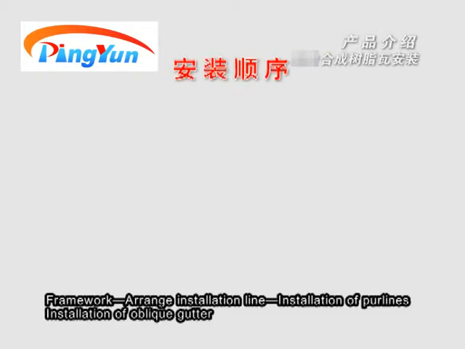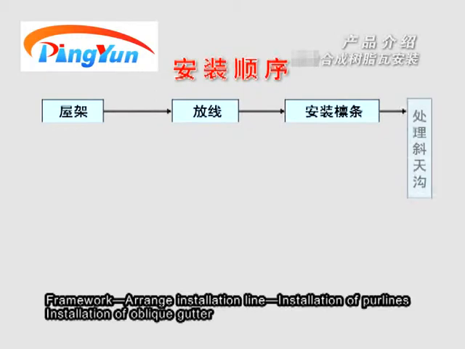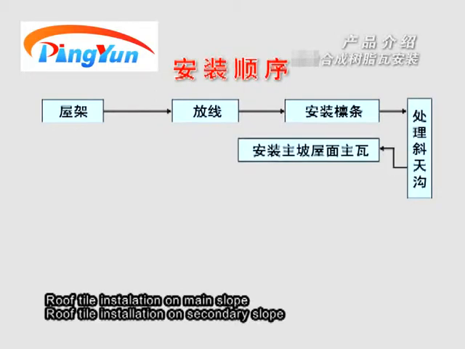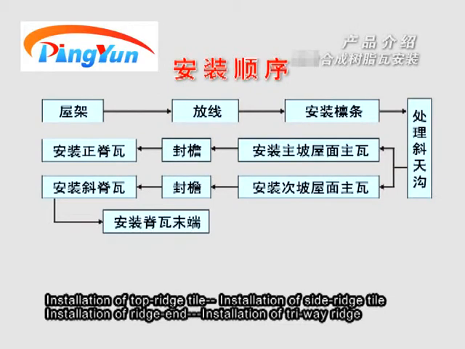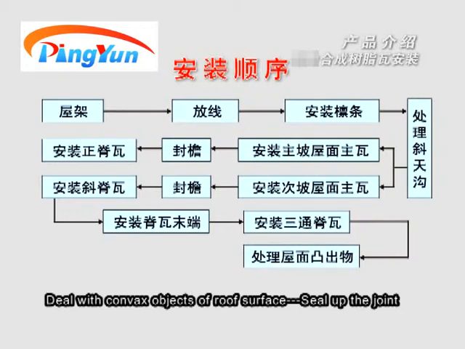Installation order: framework, arrange installation line, installation of purlins, installation of oblique gutter, roof tile installation on main slope, roof tile installation on secondary slope, installation of top ridge tile, installation of side ridge tile, installation of ridge end, installation of tri-way ridge, deal with convex objects of roof surface, seal up the joint.